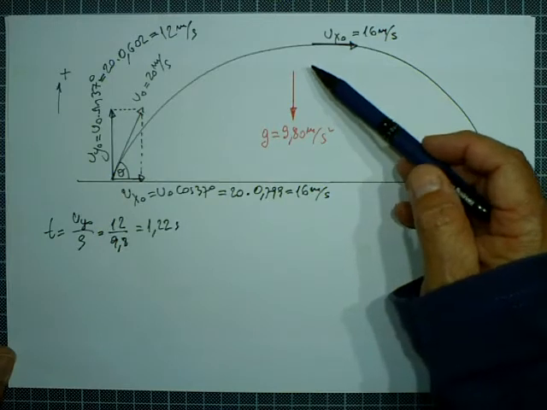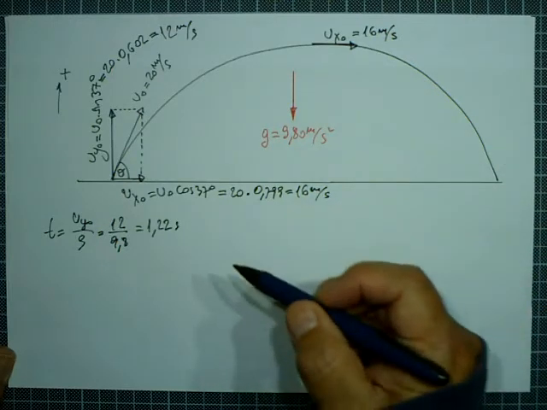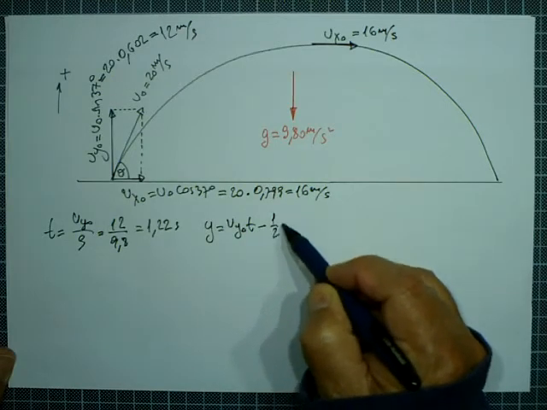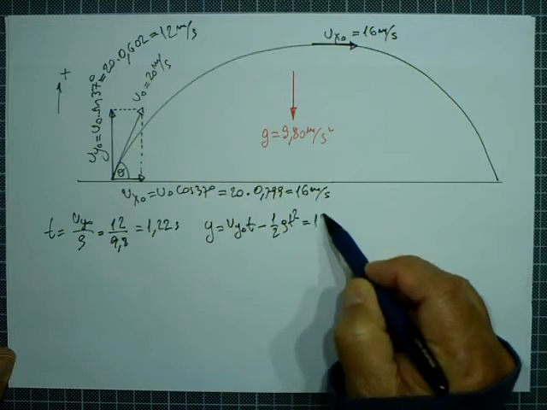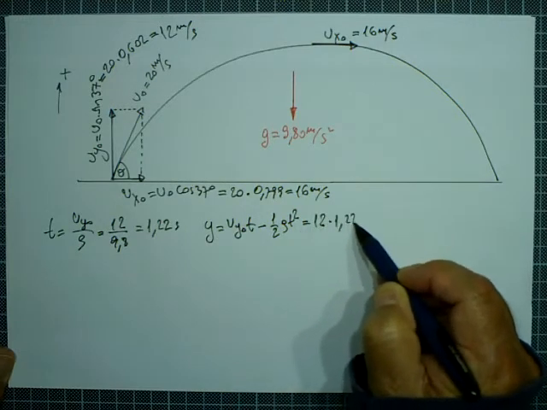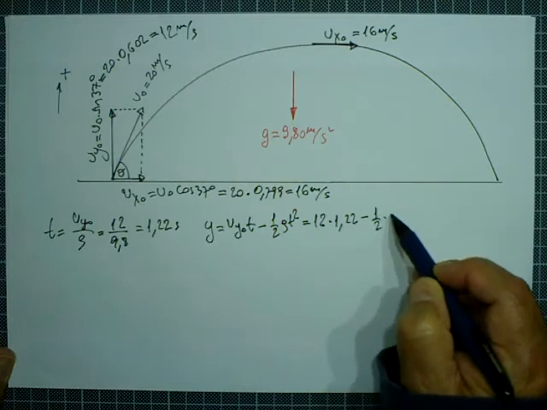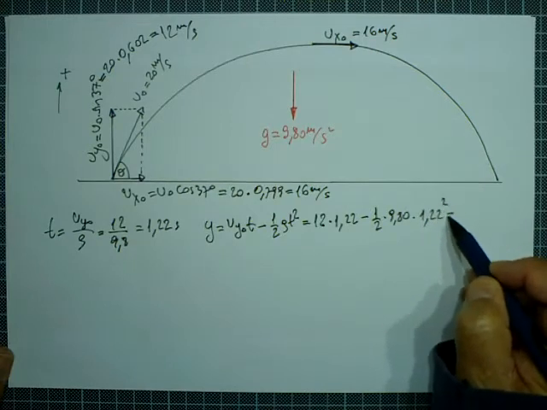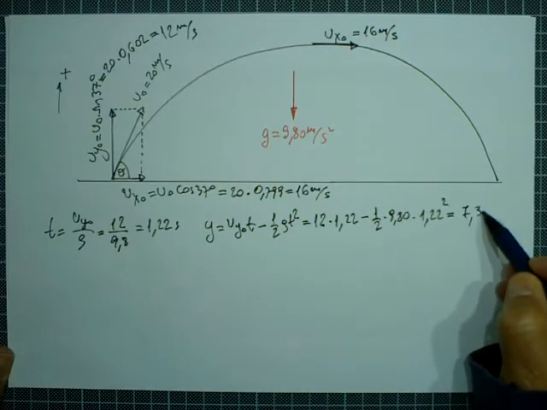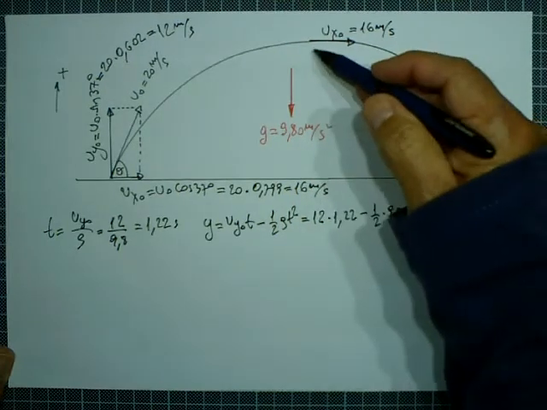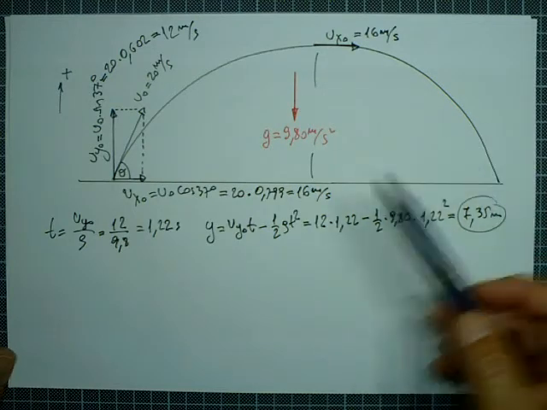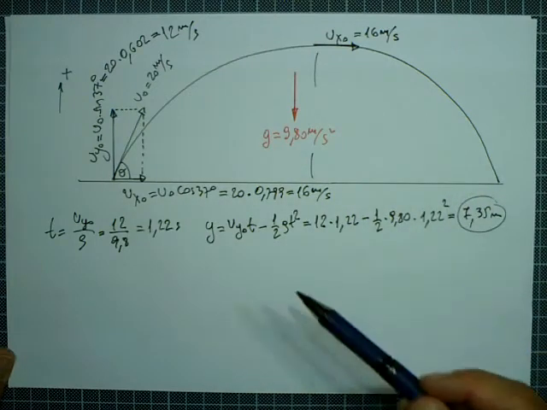Now we can find the maximum height using the equation y equals Vy naught times t minus 1 over 2 gt squared, which is 12 times 1.22 minus 1 over 2 times 9.80 multiplied by 1.22 squared, which gives 7.35 meters. This is its maximum height, 7.35 meters.